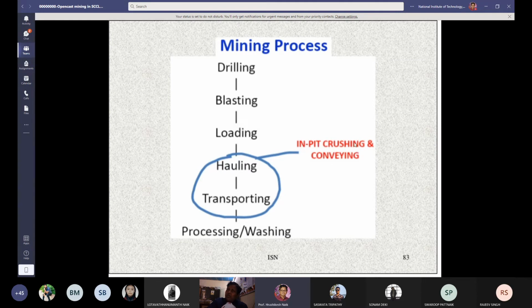Why do you go for in-pit crossing? What is the necessity of going for in-pit crossing? If you want to convey the materials with the help of a belt conveyor system, then you have to go for in-pit crossing. Why? Because the belt conveyors cannot take the boulders. So the boulders are to be crossed to the required size so that the material can be loaded to the belt conveyor system for its transportation.